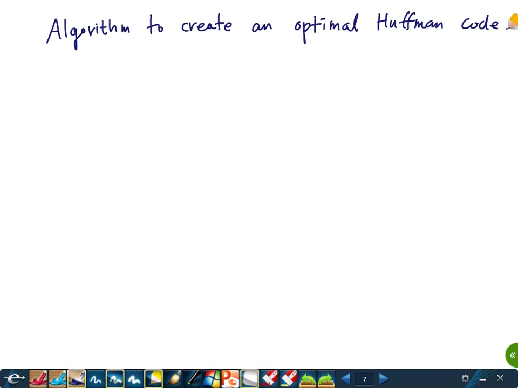So the situation is this: you are not just given letters A, B, C, D, etc. If you don't have any information about just A, B, C, D, then you don't know which letter occurs more frequently or not. So we need to know not just the letters to encode, but also the frequencies of them. So you will be given this as an input.